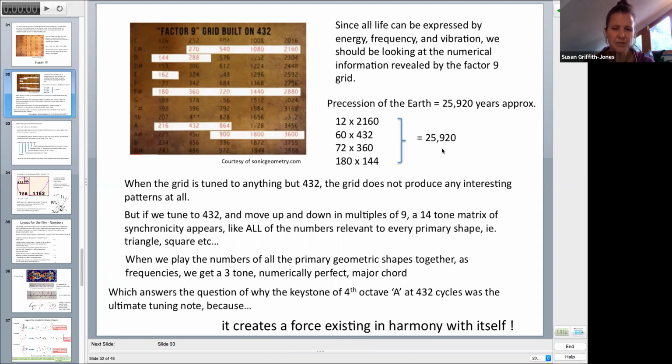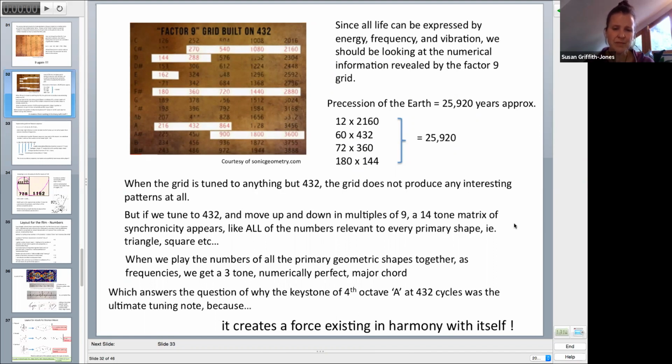When the grid is tuned to anything but 432, it does not produce any interesting patterns at all. But if we tune to 432, all move up and down in multiples of 9 in this 14 tone matrix, being 14 numbers here, of synchronicity that appears. All of the numbers relevant to every primary shape, triangle, square, every 3-dimensional, 4-dimensional, I'm not sure about 4-dimensional, 2-dimensional and 3-dimensional shape at least, appear in this grid.